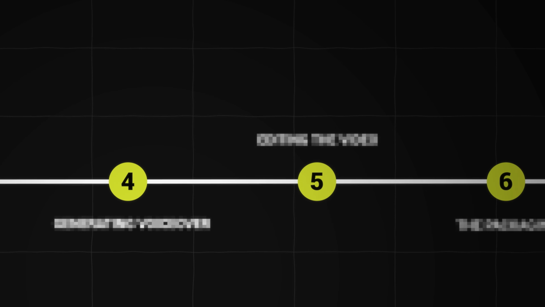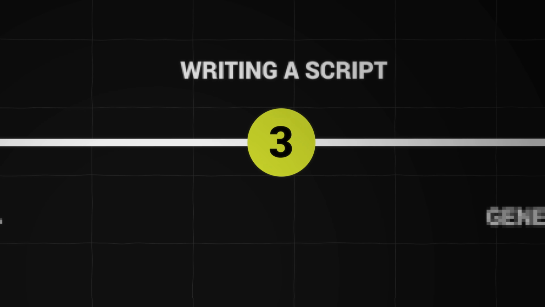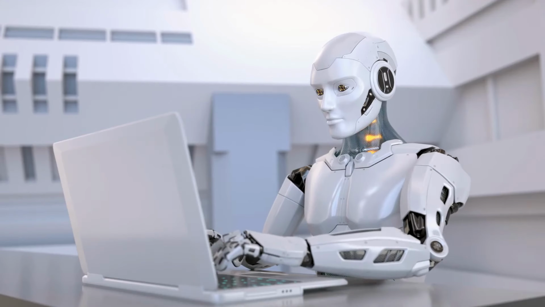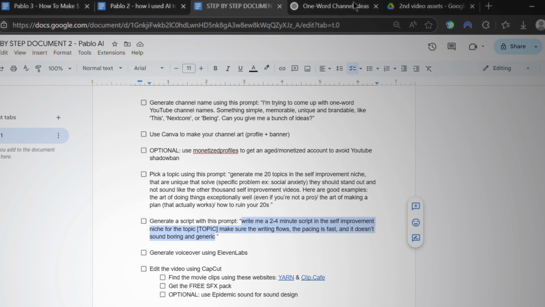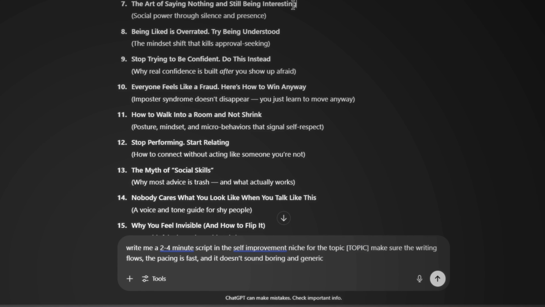Once that's done, now you're ready to start moving on to writing a script for that topic. This step is super simple since ChatGPT is going to do all the work for us. Simply copy the next prompt and paste it in the same chat. Then write in the topic you're going with in this box right here.